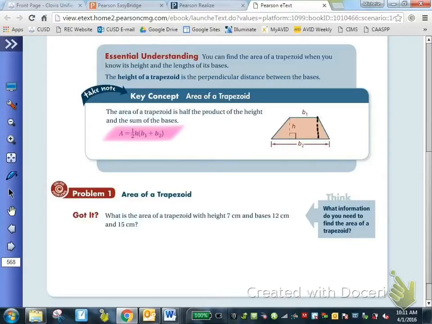So number 1, what is the area of a trapezoid with height 7 centimeters and bases 12 centimeters and 15 centimeters? So my suggestion is that we draw it first. So I'm going to draw a trapezoid. 2 parallel bases, non-parallel sides. The non-parallel sides are not necessarily the same length. Sometimes they are, sometimes they're not. The height is 7, so I'm going to draw a dotted line to indicate the height, and it's 7 centimeters.